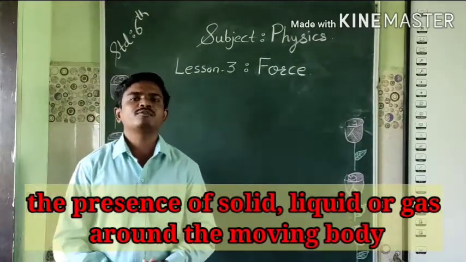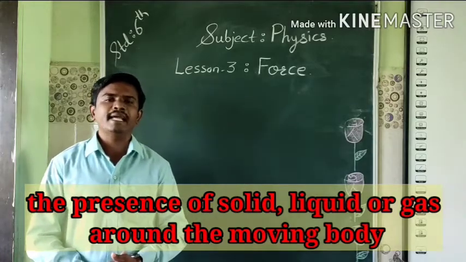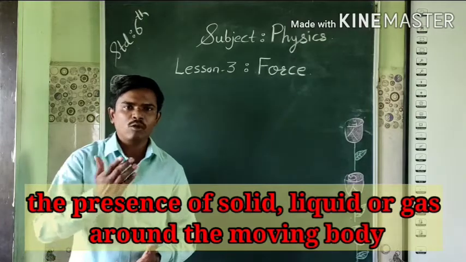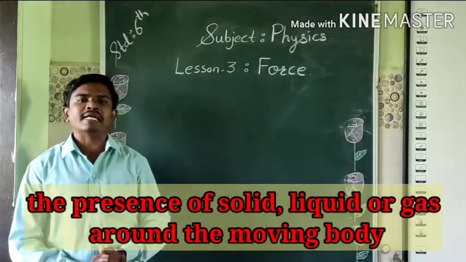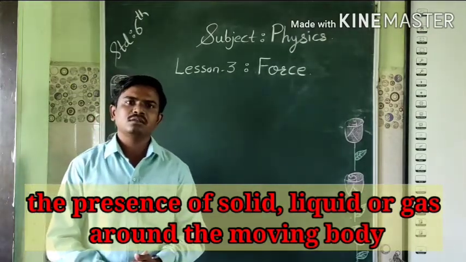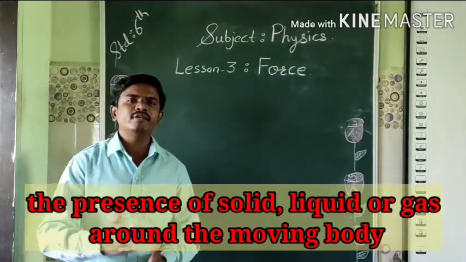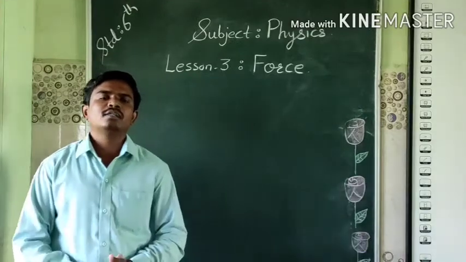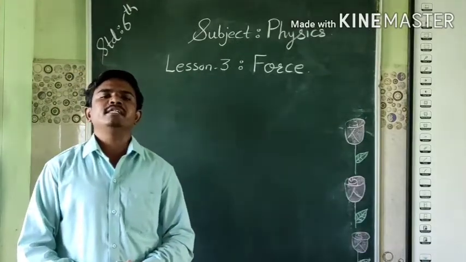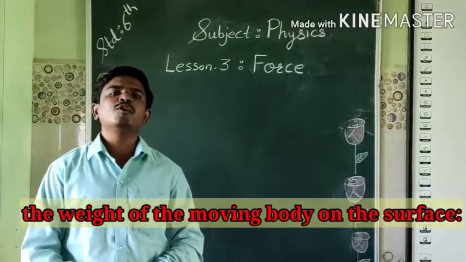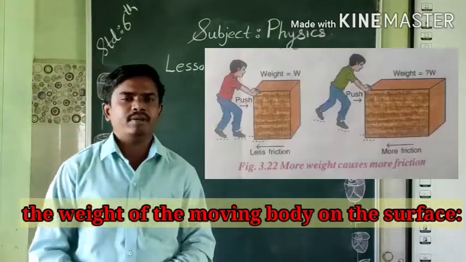Second factor affecting the force of friction: the presence of solid, liquid and gas around the moving body. There is more force of friction between solid and solid surfaces, and less force of friction between solid and liquid surfaces. Third factor affecting the force of friction: the weight of the moving body on the surface.